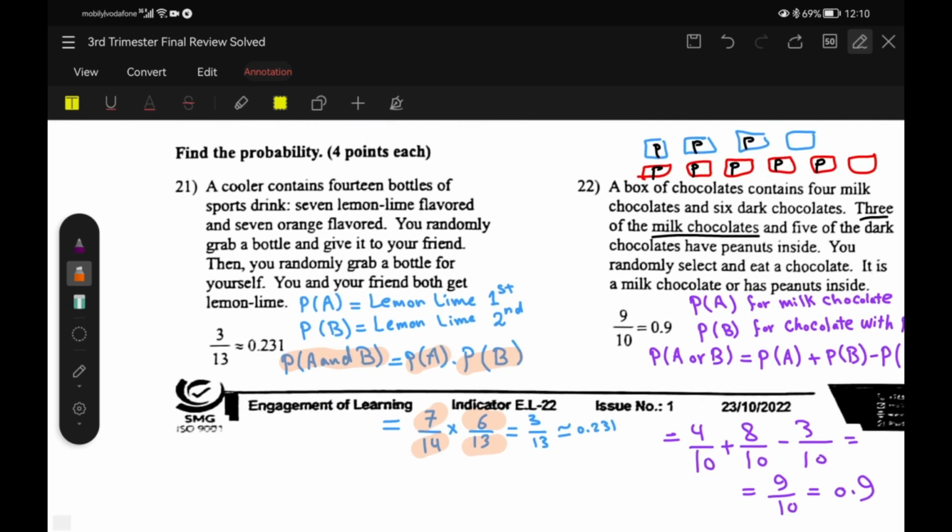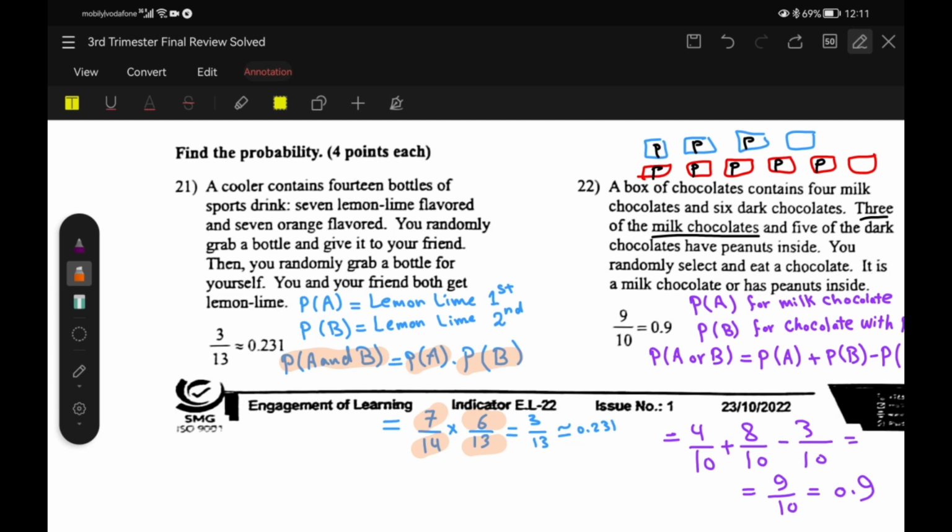Now let's solve number 21. Find the probability. A cooler contains 14 bottles of sports drink, 7 lemon-lime flavored and 7 orange flavored. You randomly grab a bottle and give it to your friend. Then you randomly grab a bottle for yourself. You and your friend both get a lemon-lime. Okay, so the first probability is for getting a lemon-lime, and the second probability is also for getting a lemon-lime, because both of the picks were a lemon-lime.